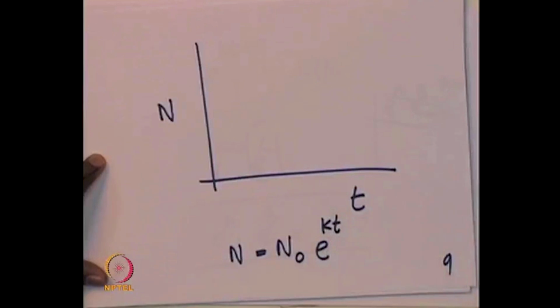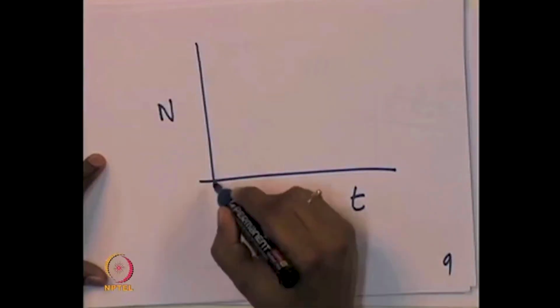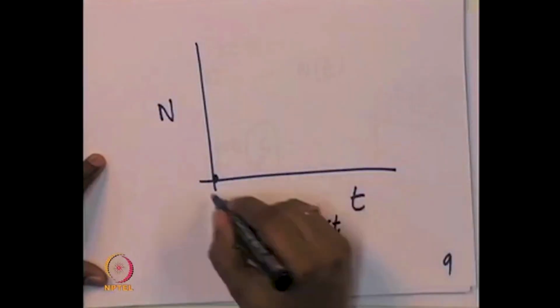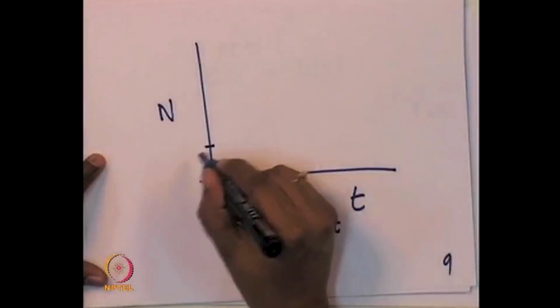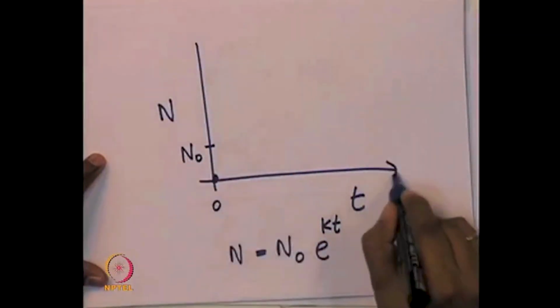So, when t equal to 0, n equal to n0. When t equal to 0, n has a particular value, let me call this n0. So, this is 0 and the t increases.